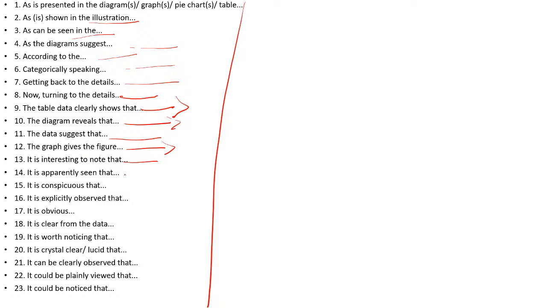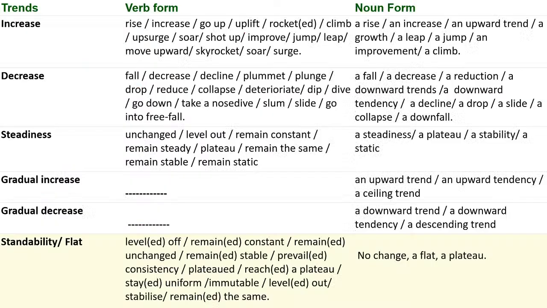Then the next is: it is apparently seen that, it is conspicuous that, it is obvious, it is clear from the data, it's worth noticing, it can be clearly observed, further it can be noticed that. So these are the categories that you can write for describing different items for different charts.